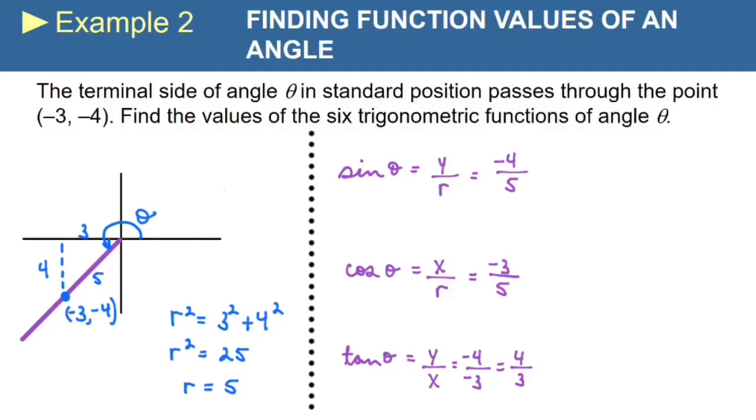Now the other three functions are reciprocals of these three. So the reciprocal of sine is cosecant. That means that the cosecant of theta is negative 5 over 4. Notice I flipped the fraction upside down. I did not move the negative. Always leave your negative either in the top of the fraction or out in front of the fraction. Never put your negative in the denominator. So the cosecant of theta is negative 5 over 4. The secant of theta is negative 5 over 3. And the cotangent of theta is 3 over 4.